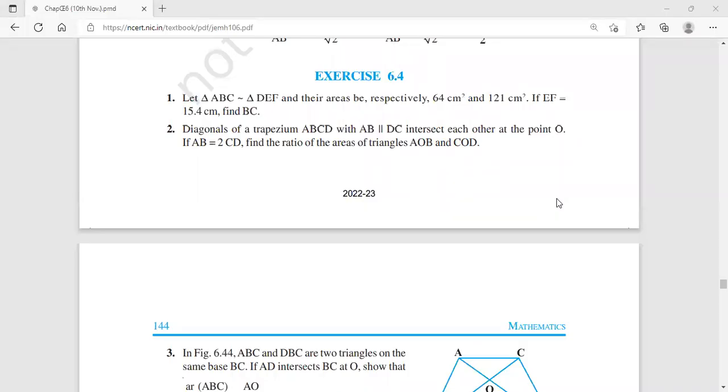The next problem: diagonals of trapezium ABCD with AB parallel to DC intersect each other at point O such that AB is double the CD, twice the CD. Find the ratio of areas of triangles AOB and COD. Here we have to find the ratio of areas of triangles AOB and COD, which means first we have to prove that the triangles are similar.